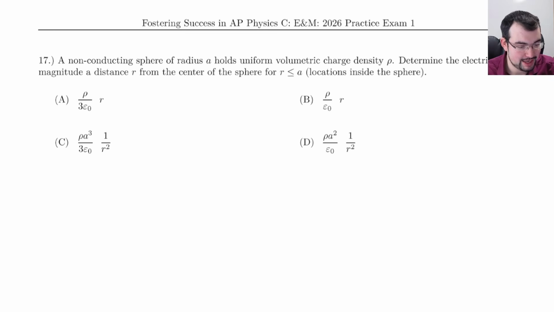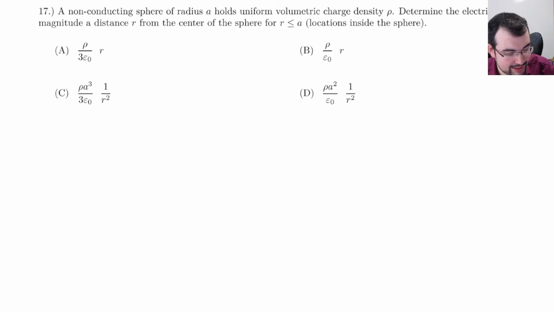Oh man, back to back. A non-conducting sphere of radius a holds volumetric charge density rho. Determine the electric field a distance r from the center of the sphere, which is inside. So this is saying we have a sphere of volumetric charge density rho. We want to find the field inside everywhere.